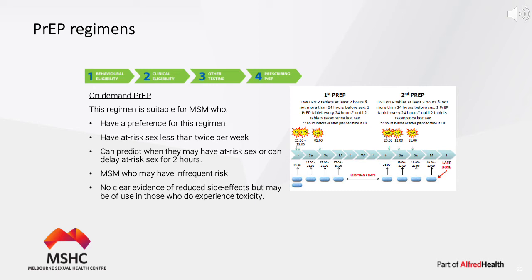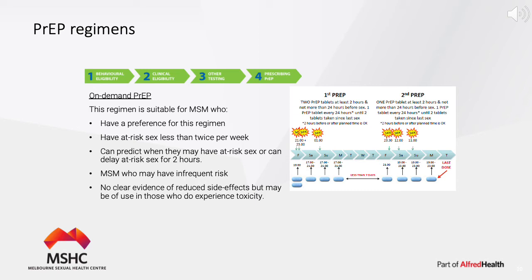Okay? Now, there's no clear evidence of any reduced side effects, but it may reduce the risk of renal toxicity. So individuals who are not tolerating PrEP because of their renal function deteriorating, that means they have more than a 25% reduction in their renal risk. Okay, so basically you take two tablets 2 to 24 hours before you're sexually active.